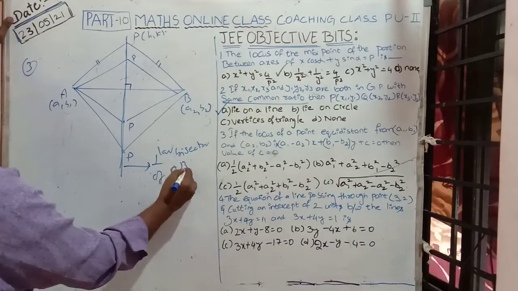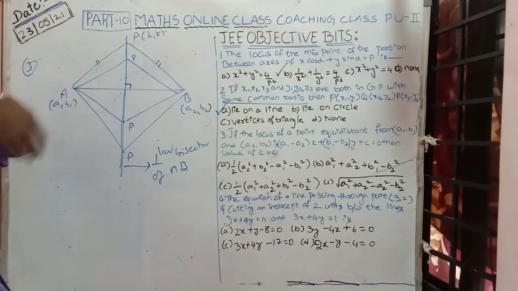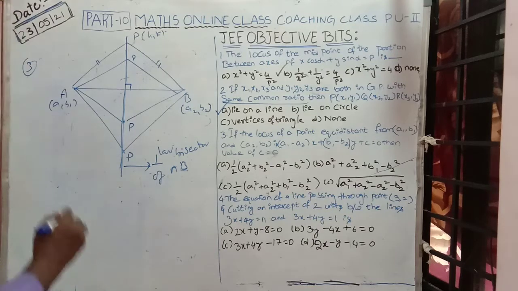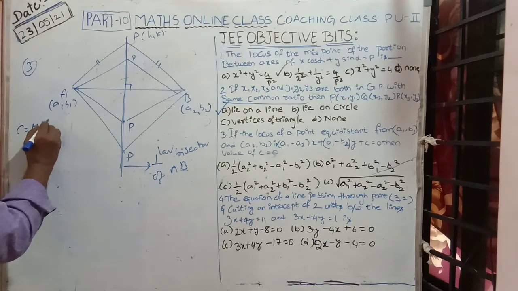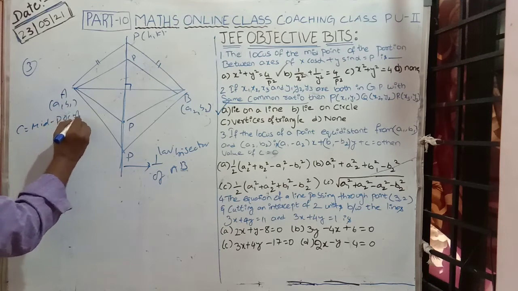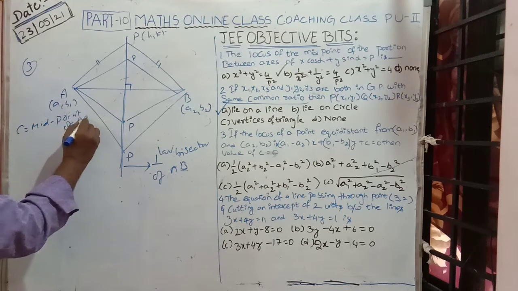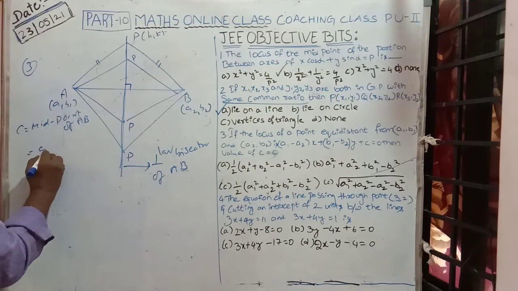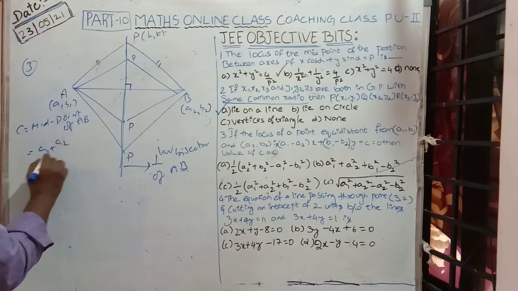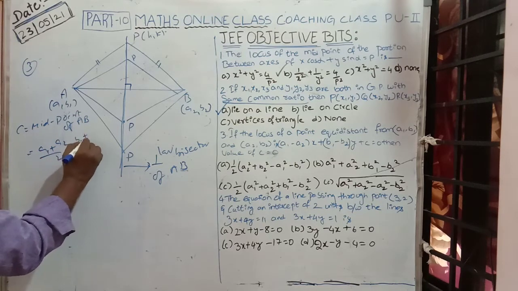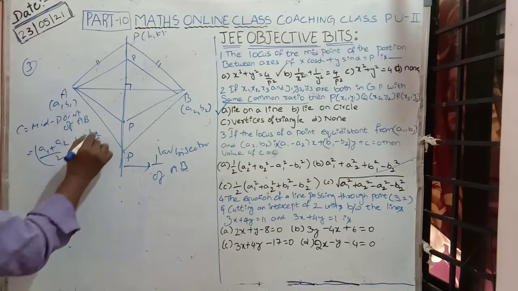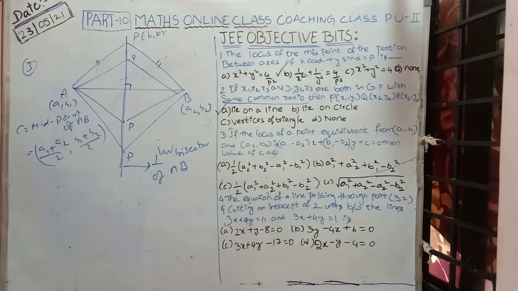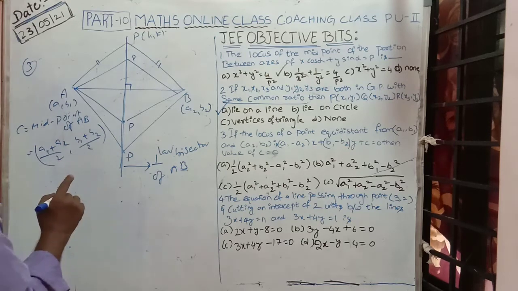So we need to find the perpendicular bisector of these 2 points. See, we need to find the midpoint first. What is the midpoint of AB? (a1 plus a2) by 2, (b1 plus b2) by 2. That is the correct midpoint of AB. Next, it is a perpendicular.